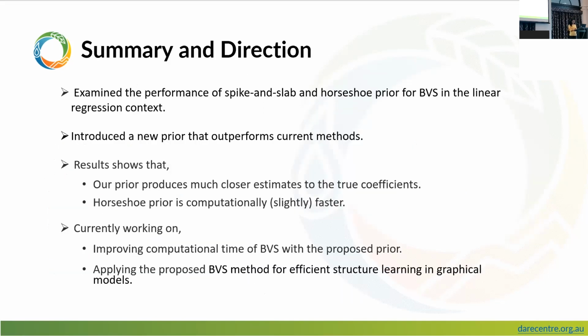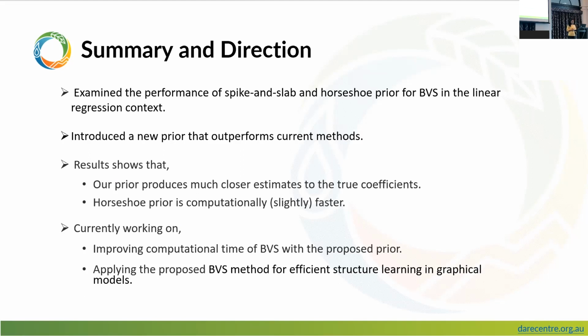To sum up, we have examined the performance of the commonly used variable selection technique, spike and slab, and a relatively recent one, the horseshoe prior, in the linear regression context. We have introduced a new prior that outperforms these 2 methods in terms of accuracy. When we consider speed, we beat the spike and slab. However, horseshoe is a little faster.